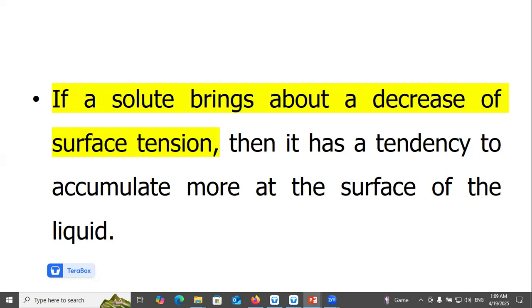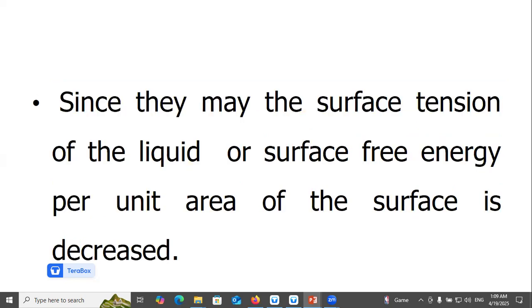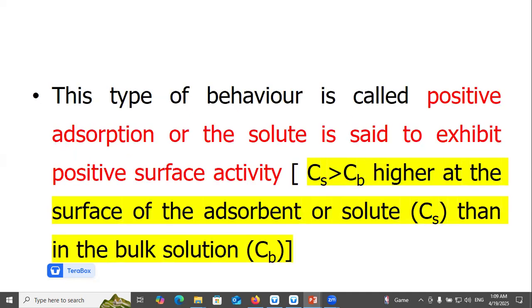If a solute brings about a decrease of surface tension, then it has a tendency to accumulate more at the surface of the liquid, since that way the surface tension of the liquid, or surface free energy per unit area of the surface, is decreased. This type of behavior is called positive adsorption, or the solute is said to exhibit positive surface activity. Cs is greater than Cv: the concentration is higher at the surface of the adsorbent, Cs, than in the bulk solution, Cv.